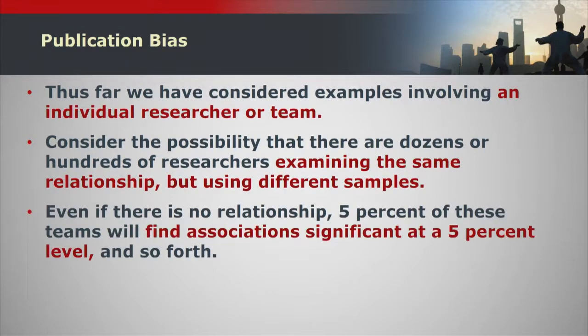So if you have 100 teams around the world working on the same topic, doing the same analysis, but each doing something on a sample that they've collected themselves, even if there's actually no relationship between whatever all these teams are looking at and the right-hand side variable that they're testing, 5 on average of these 100 teams would come up with results that are significant at the 5% level, or on average one of them would come up with a result that's significant at the 1% level.